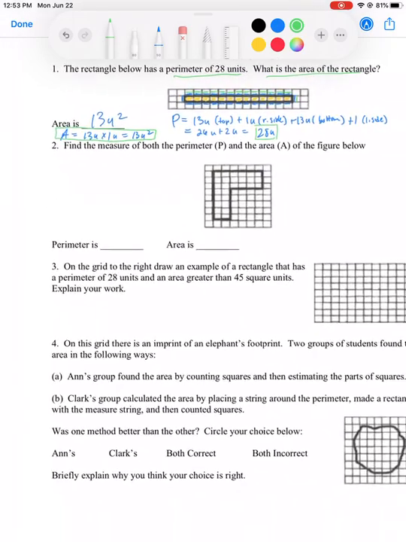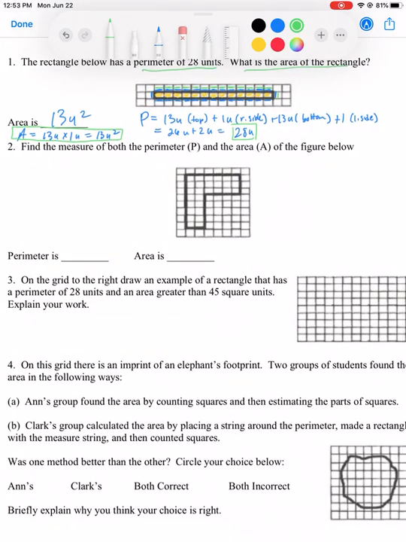Alright, so we want to find the measure of both the perimeter and the area for number 2. And in this one, go ahead and pause the video and find the perimeter and area. To find the perimeter, you can count the segments that are on the sides, and for the area, you can count the inside squares. Go ahead and pause the video now.